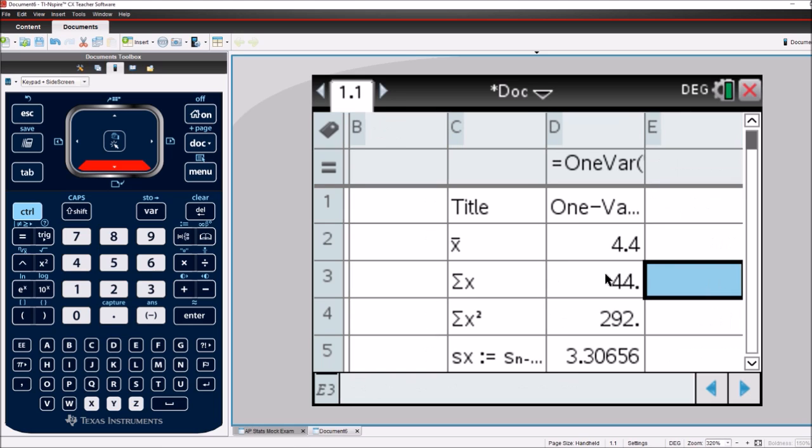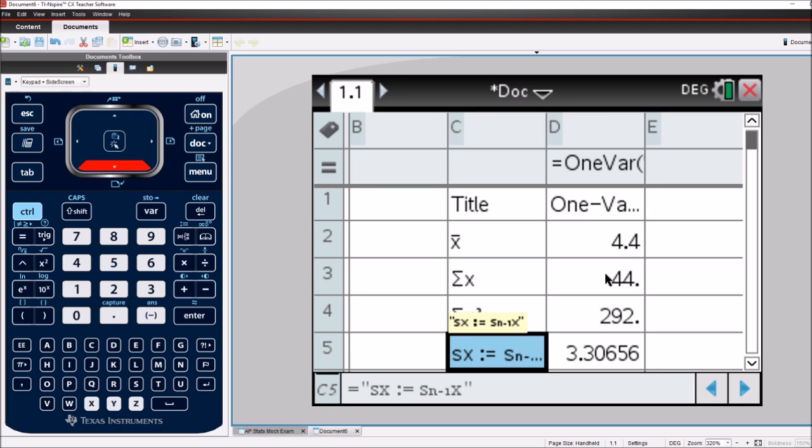So that's a lot quicker than needing to calculate this stuff by hand, because now I can just look through and pick off the values I need. We were asked for the mean. X bar is the mean. So the mean is 4.4. What is this? Sigma x. That means it's added all the numbers together. The total of all the numbers is 44. Here they squared them and added them together.